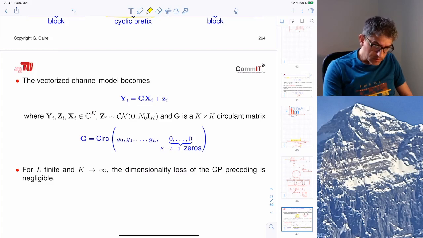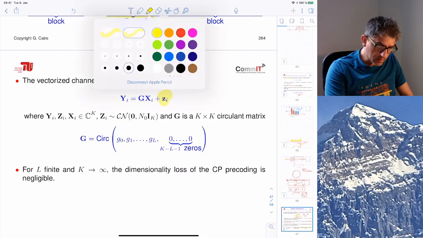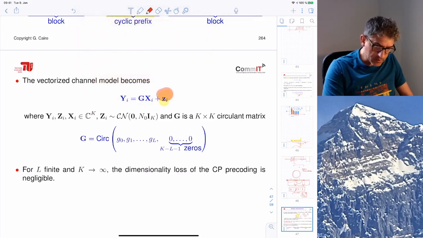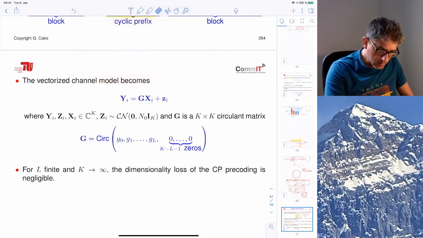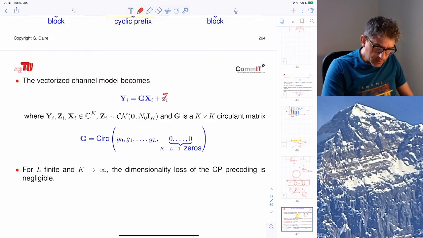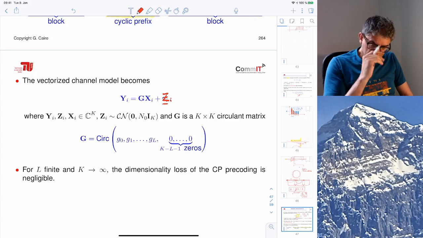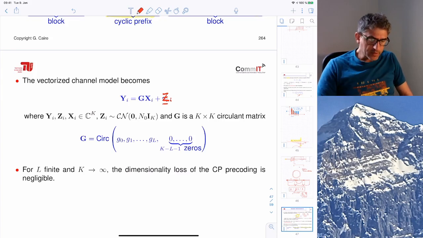I don't know why this has become small z, so this should be a big Z. Okay, there are a lot of typos in this slide. What is this? A lot of typos in this slide set that I will correct.